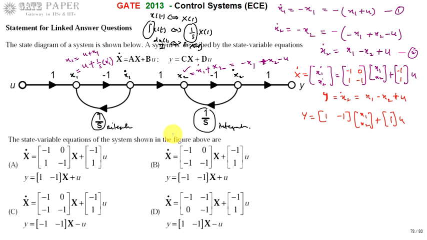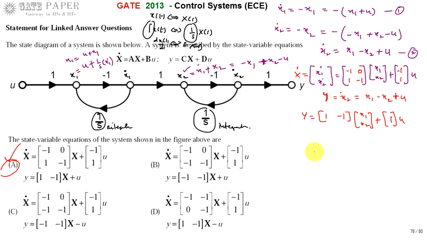Now check the answer, which will be the right answer. So this answer A is going to be the right answer. Minus 1 0, 1 minus 1, and 1 minus 1, and plus u. 1 into u is nothing but u. So the right answer is A.